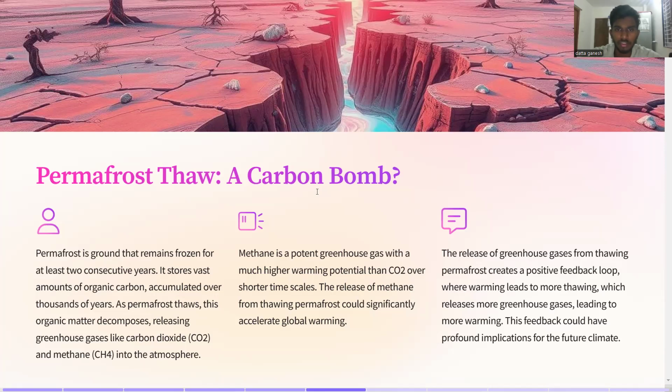Methane is a potent greenhouse gas with a much higher warming potential than CO2 over shorter time scales. The release of methane from thawing permafrost could significantly accelerate global warming. The release of greenhouse gases from thawing permafrost creates a positive feedback loop where warming leads to more thawing, which releases more greenhouse gases, leading to more warming. This feedback could have profound implications for the future climate.